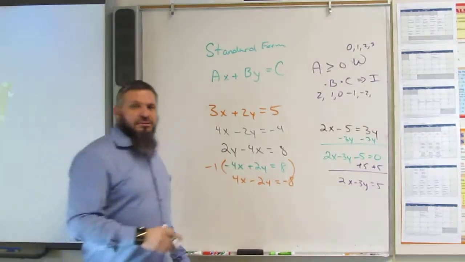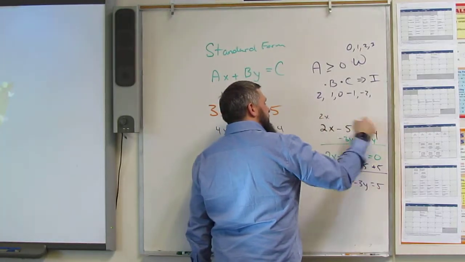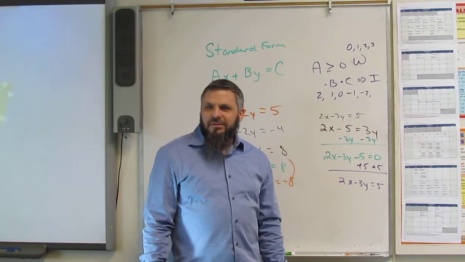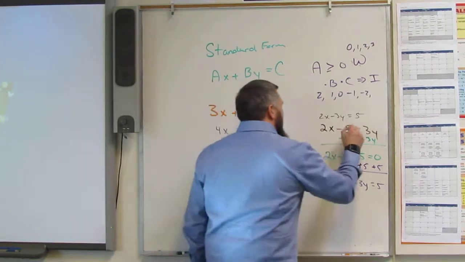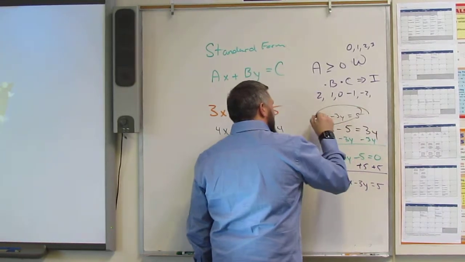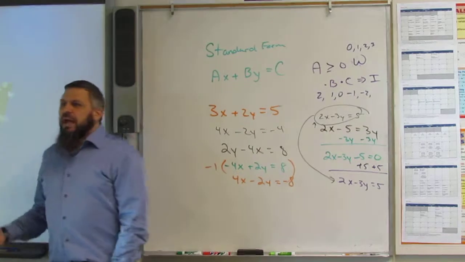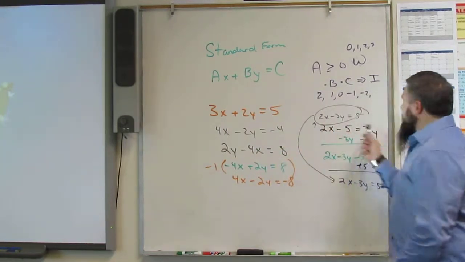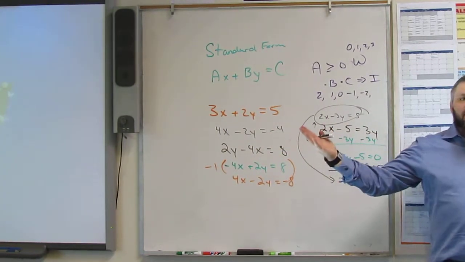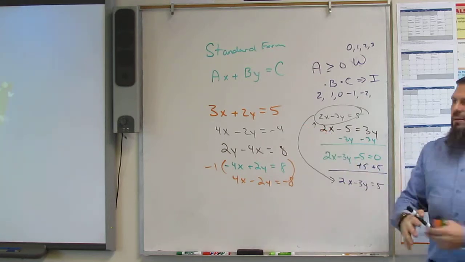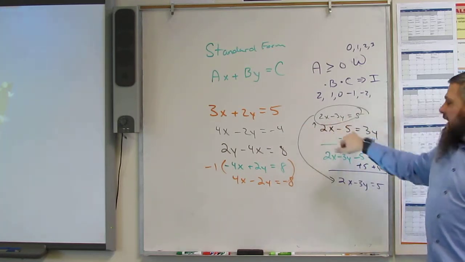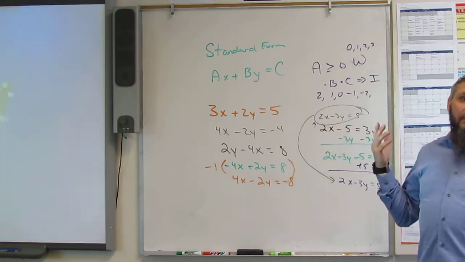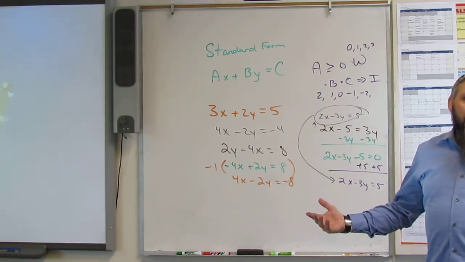Want to see something easier? 2x minus 3y equals 5. How did I go from here to here in the same way that I went to here? And the trick is this. If I'm going to move something to the other side, I just change the sign. If I want to move this 3y over here, I just change it to a negative. If I want to move this negative 5 over here, I'm going to make it a positive. That's it. Move it and change it. That's all you got to do.